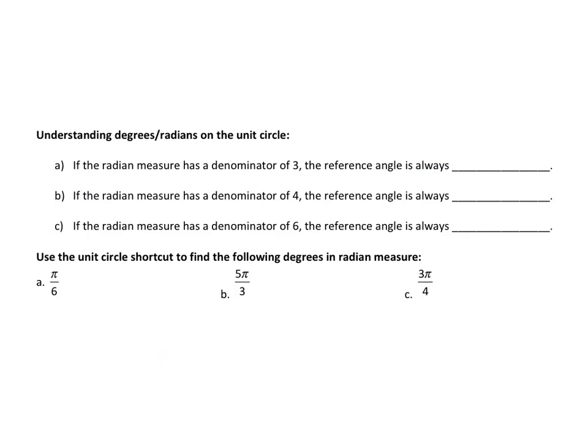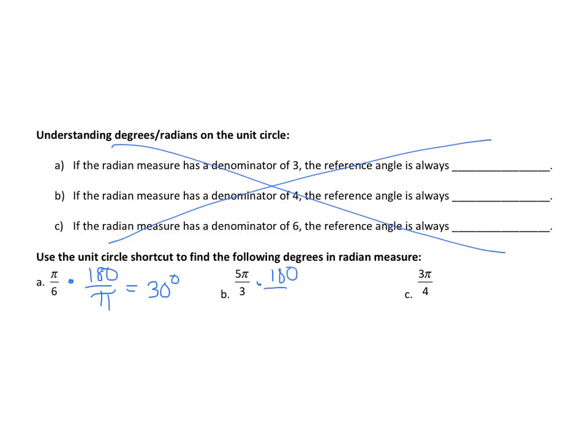Again, we're going to hold off on shortcuts when we're not that familiar with the unit circle yet. So for now, you can just multiply by 180 over pi for these. So pi over 6 times 180 over pi is going to be 30 degrees. 5 pi over 3 times 180 over pi is 300 degrees, and 3 pi over 4 times 180 over pi is going to be 135.